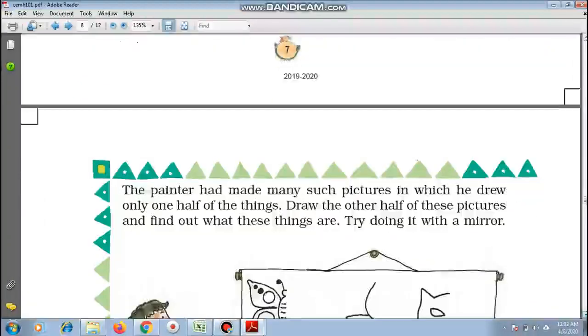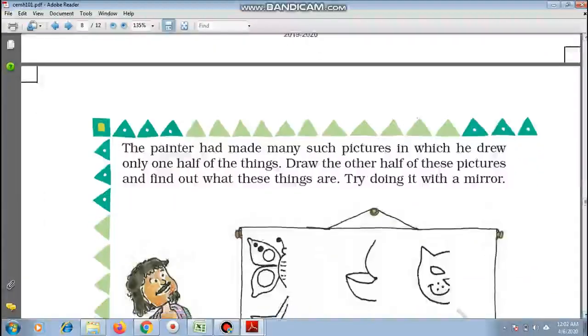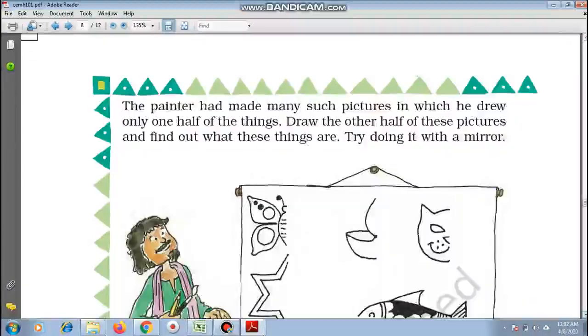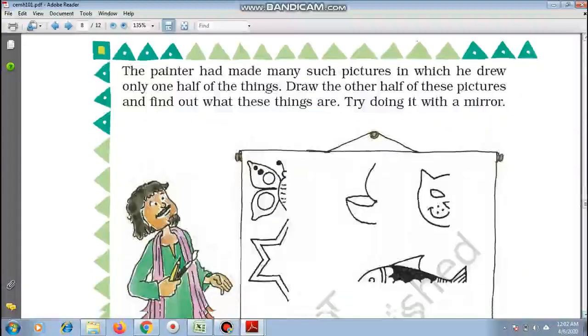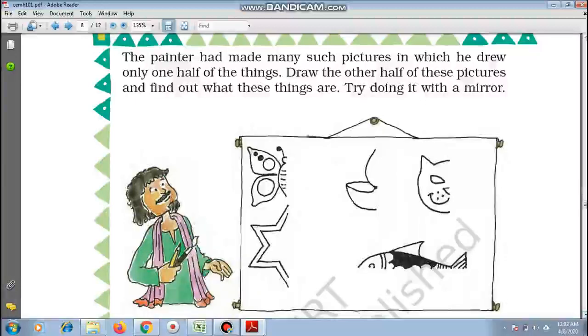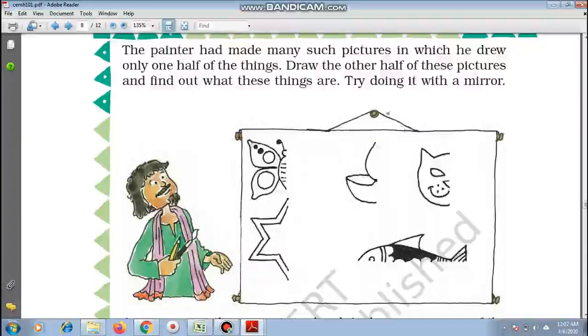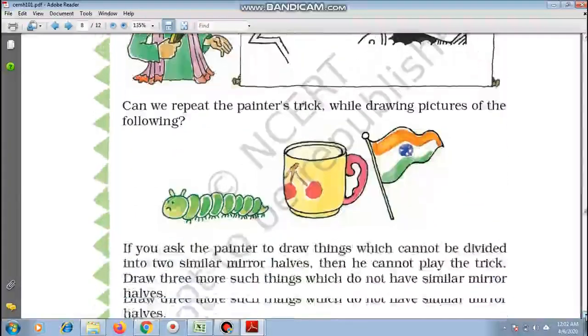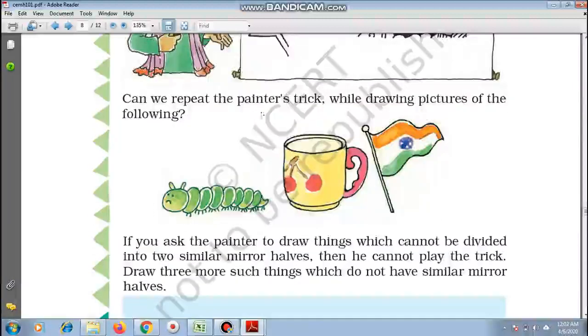The painter had made many such pictures in which he drew only one half of the things, and see, there are so many pictures given here. Only the half is given. So what are we going to do? We have to draw the other half. So this you can do in your textbook itself. Can we repeat the painter's trick while drawing the pictures of the following?